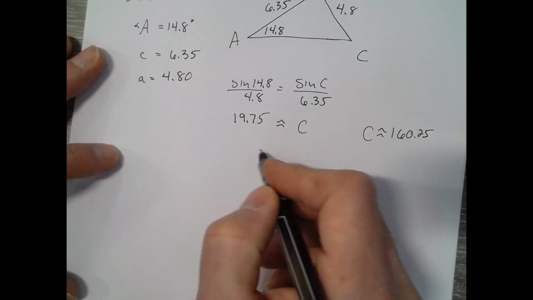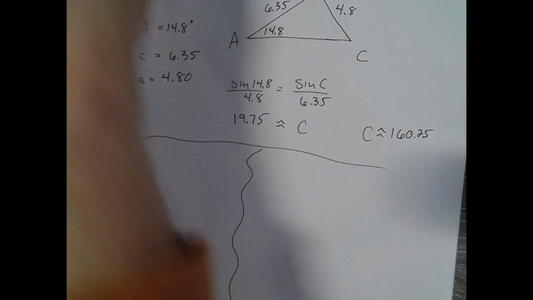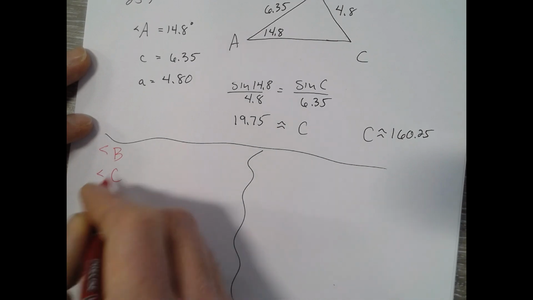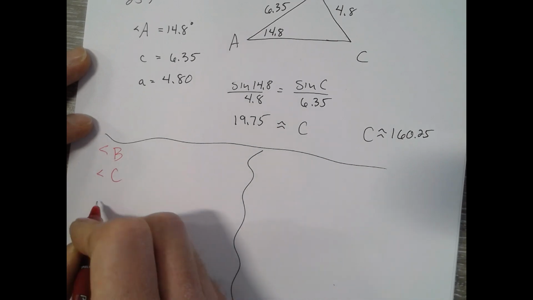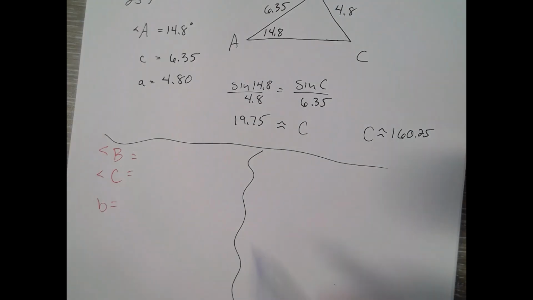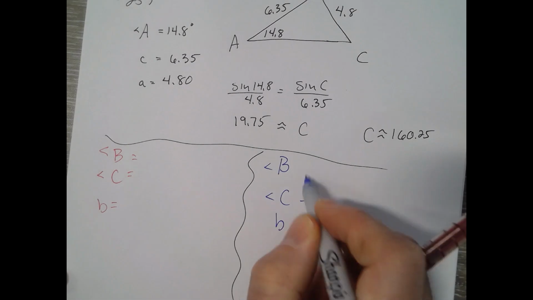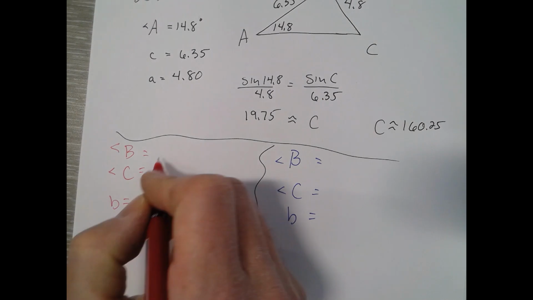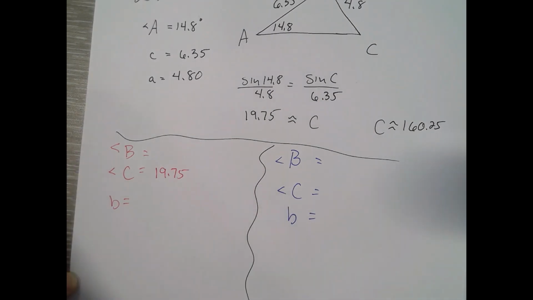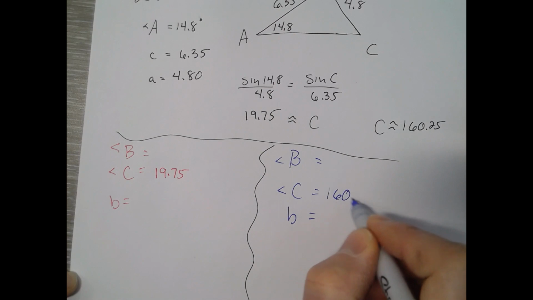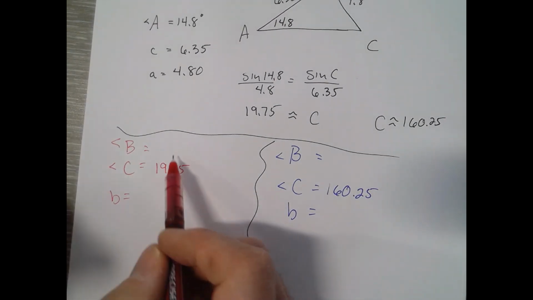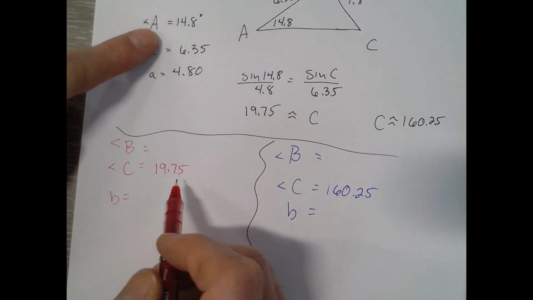So I'm going to draw a squiggle and I'll do red for the left one. I know angle B, angle C, and side B is what we're looking for. On this side, angle B, angle C, and side B over here. So I know my first angle C was 19.75. My other angle C is 160.25. So we can finish this problem on the left here. I know angle A is 14.8 no matter what.